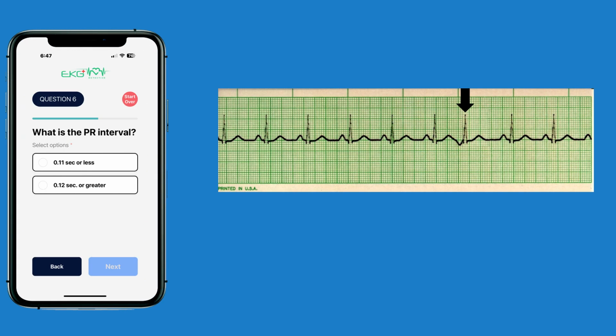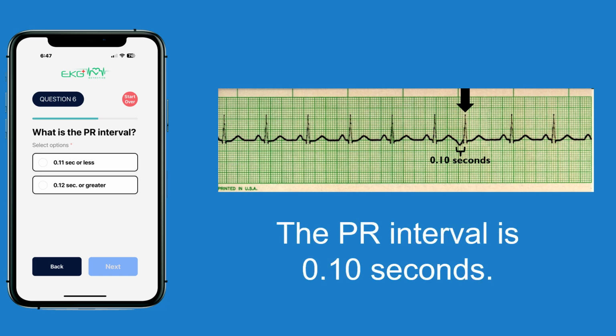For this specific PJC, the next question that's going to be asked is what is the PR interval? And since the P wave is in front of the QRS, we will have a PR interval that we can measure. And this PR interval is measuring at 0.10 seconds. So within the app, we will select 0.11 seconds or less. Then we will hit next to go to the next screen.